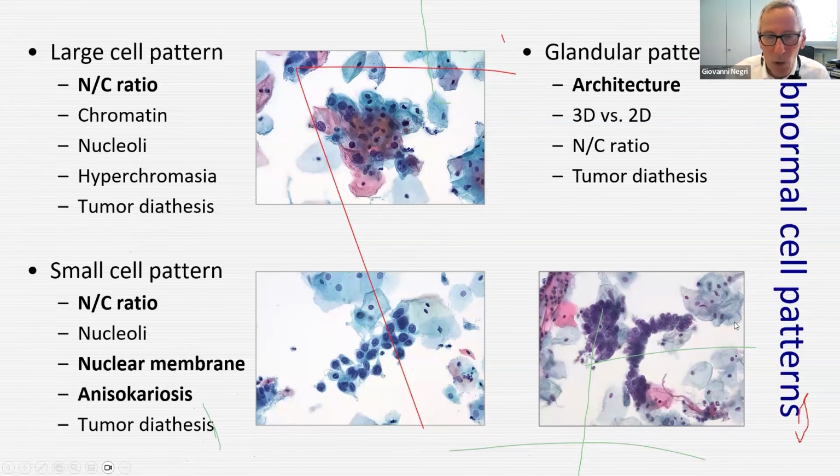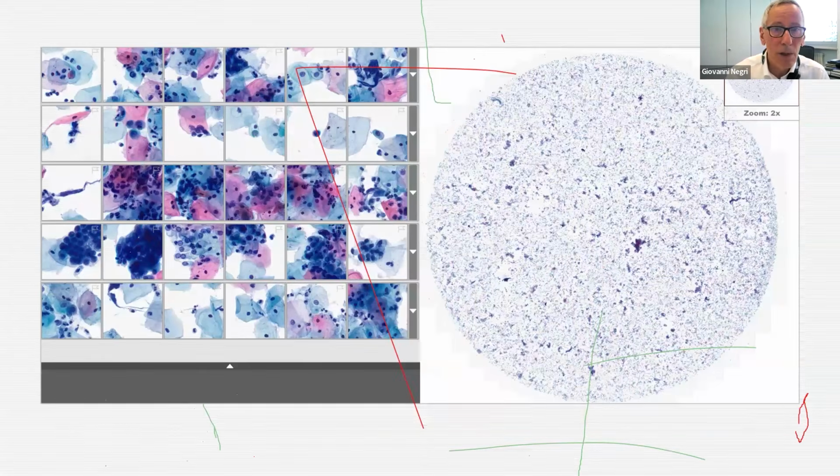And actually, this working with pattern is nothing new, of course, but now it is more fashionable than before, because if you look at what artificial intelligence is doing, in most cases that I know, at least, the artificial intelligence is showing you a gallery of images, and these galleries distinguish between large cell pattern, small cell pattern, and glandular pattern. So you see, if artificial intelligence can do it, we can do it too.